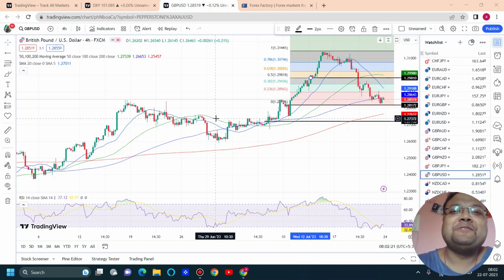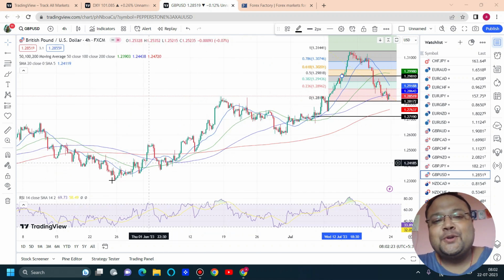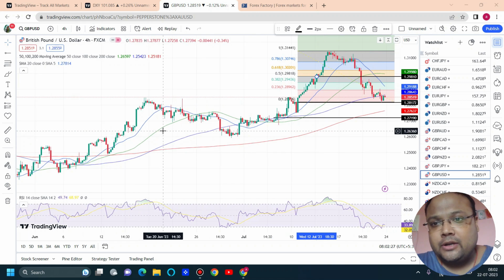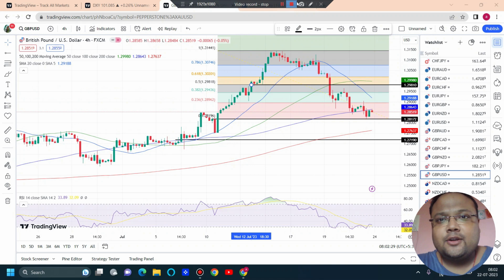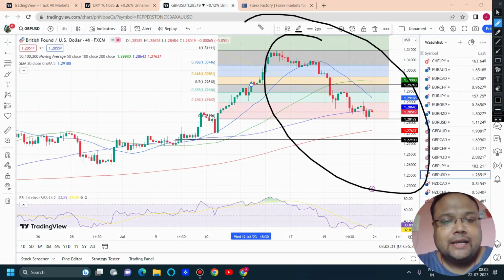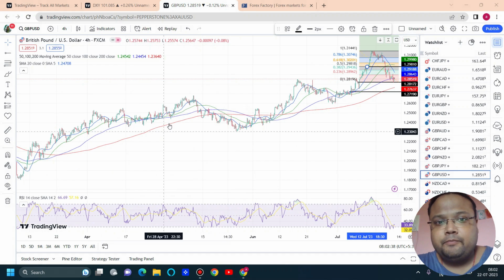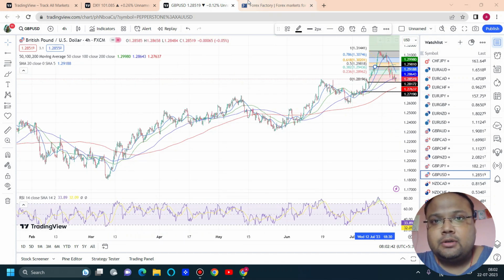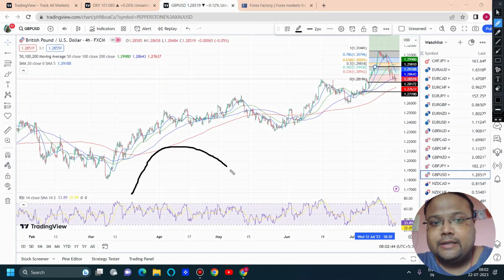So here goes GBP USD. As we all know, GBP USD is in an overall uptrend and there is no doubt about it. But if we focus on the present trend of the market here, we can clearly see that the present trend of the market is bearish. Sellers are dominating. And overall the structure of the market is like this.